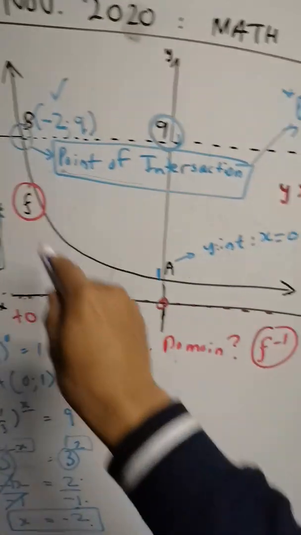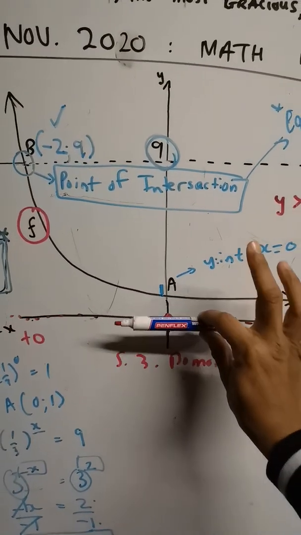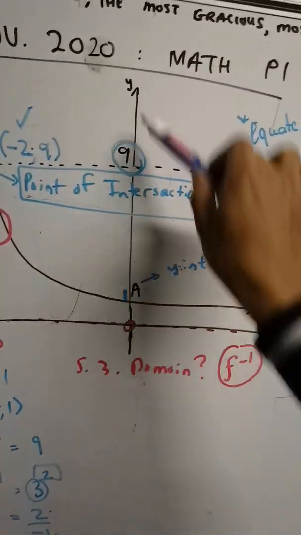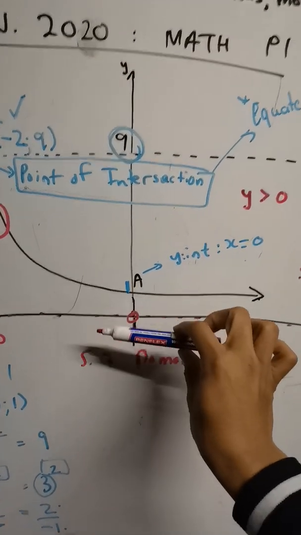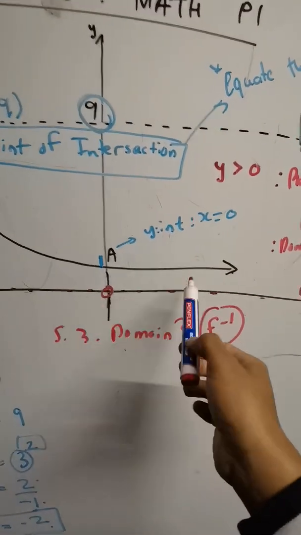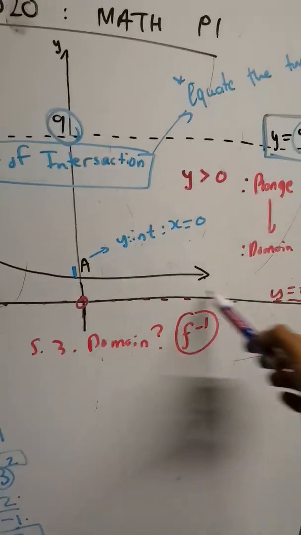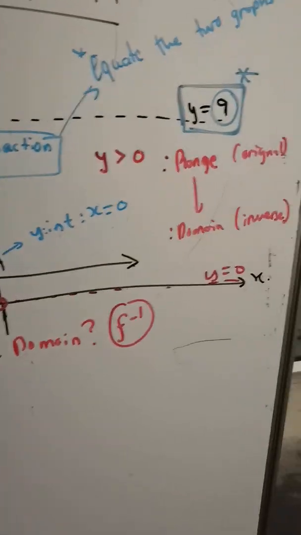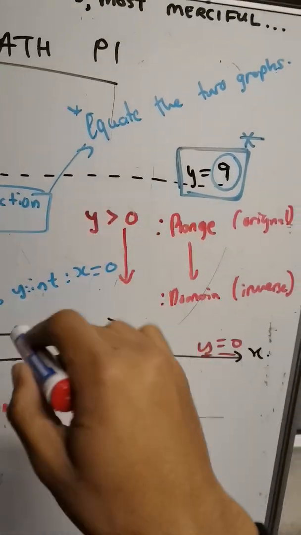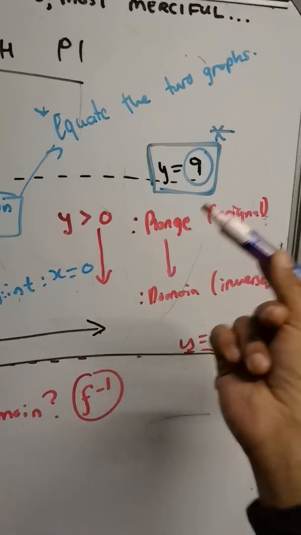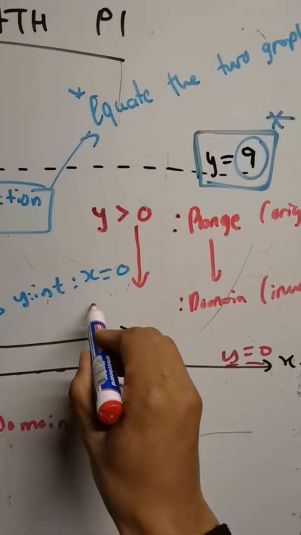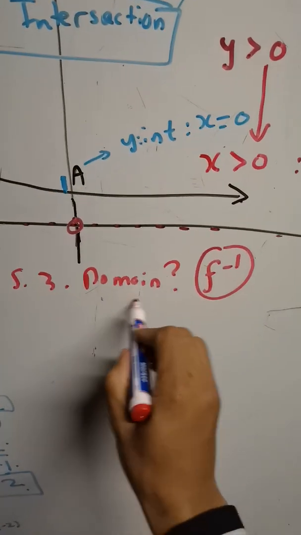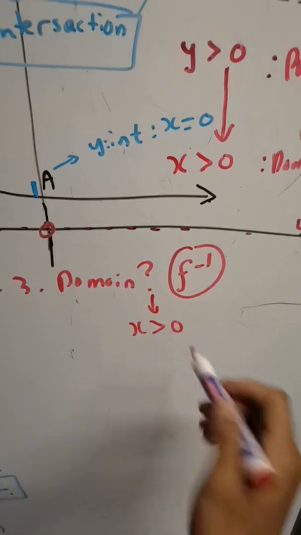Because of this original graph, you can see that it is only going to lie above the 0 mark on the y-axis. You can't say y is more than or equal to 0 because this graph will never ever touch this asymptote. So y can never be equal to 0. Now the range becomes the domain. So if the range is y is more than 0 in the original graph, then in the inverse the domain will be x is more than 0.